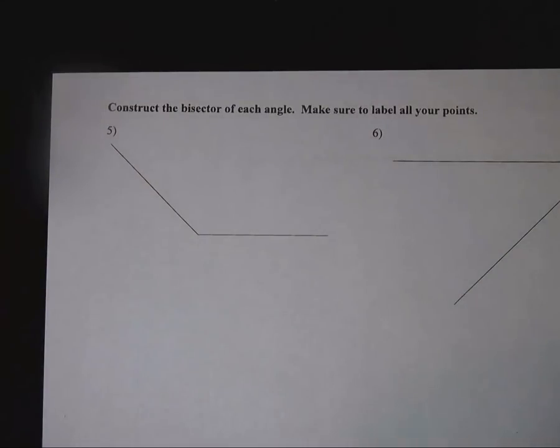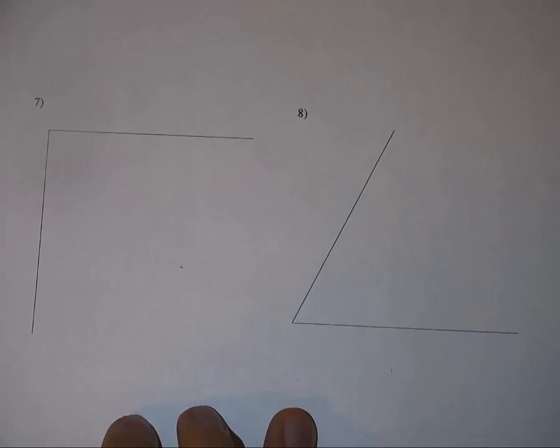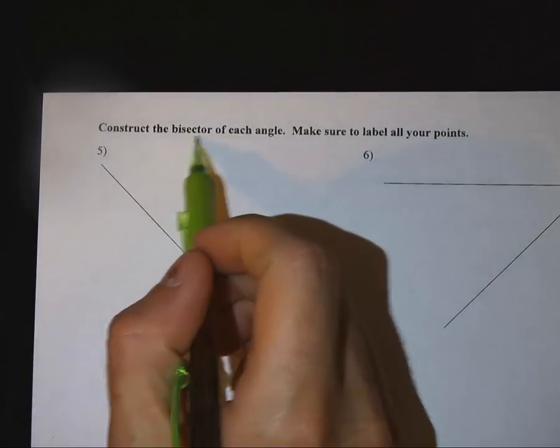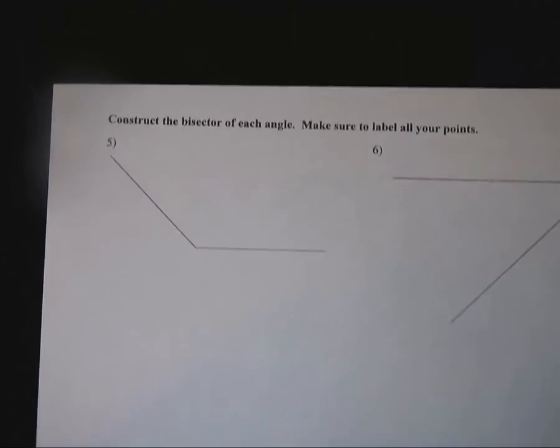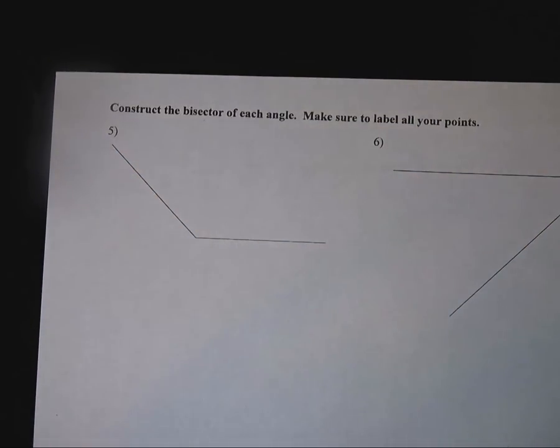Alright, hopefully this is just one more example. If you're doing good with this and you think that you can do numbers 5, 6, 7, and 8 on the worksheet here, it's just a bunch of angle bisectors. The instructions say construct the bisector of each angle. Make sure to label all your points, as always. We need to be able to do 5, 6, 7, 8. If you're having troubles with that, watch this example. If you think you can do them all right now, you don't need to do this example.